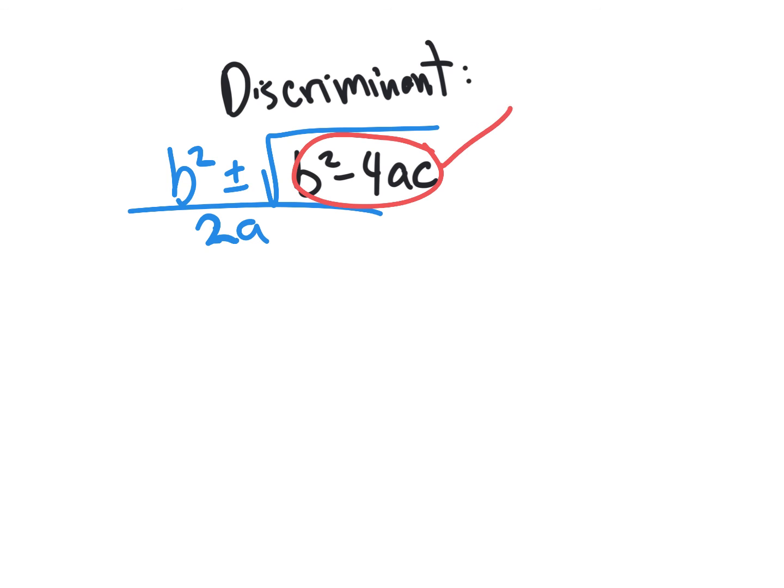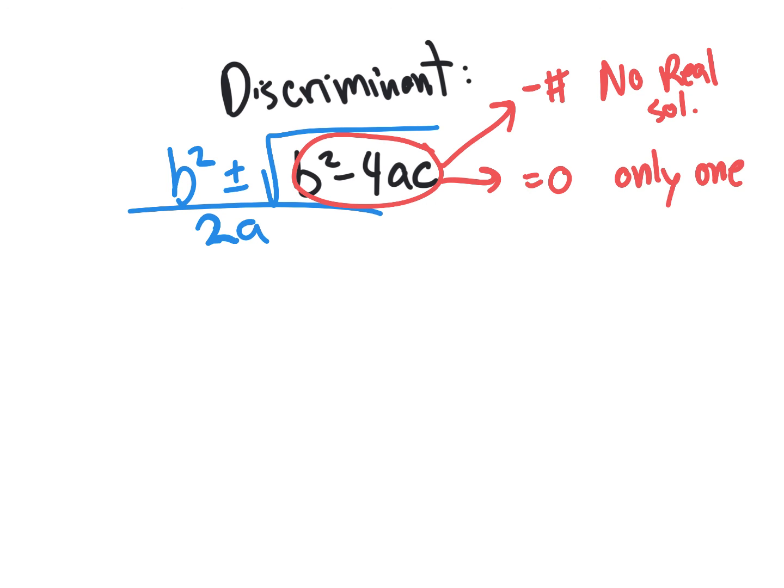Now, the discriminant tells you a lot. If this guy is a negative number, then you have no real answers, no real solutions, which means no real x-intercepts, right? You end up with imaginary. If you end up with the answer 0, then you end up with only one answer. I know that's kind of confusing. If you end up with 0, you only get one answer.